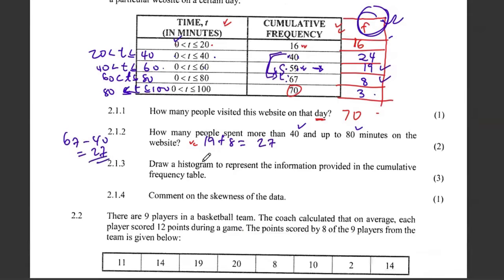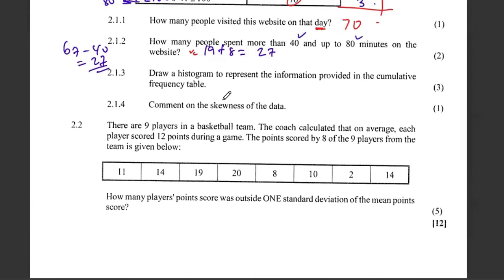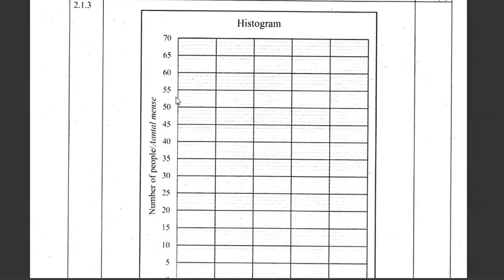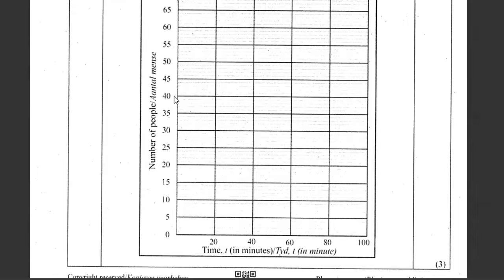And then they want us to draw a histogram for the provided information. So if I look at the answer book, this histogram is talking about the number of people. Okay, it's not talking about the cumulative. And since we got our frequencies as 16, 24, 19, 8, and 3, now you can see that I've even broken them down into intervals. So this first one, 16, could be somewhere there.